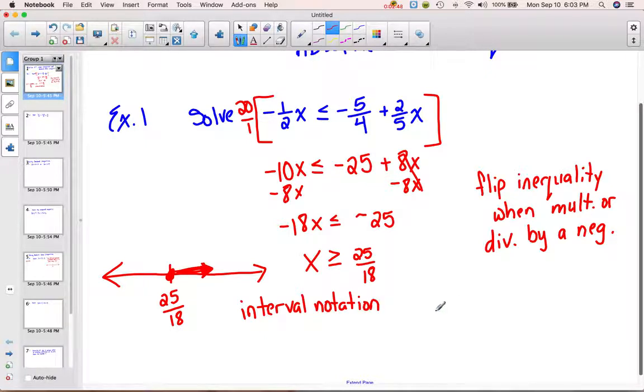So you need a left bound and a right bound. Well, I can see I have a left bound of 25/18, and it includes the 25/18, so we use a bracket. And then I put a parenthesis, and now I need my right bound. Well, there is no right bound, so I need to show that the right bound is actually infinity, and I put a parenthesis on that side because you can never include infinity, so it's always going to be a parenthesis if you are using that. If you're using infinity or negative infinity, it will be with a parenthesis.